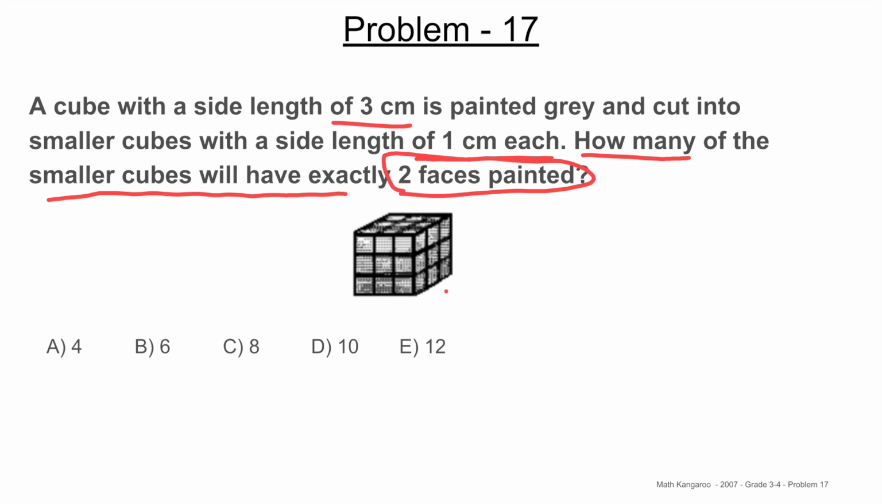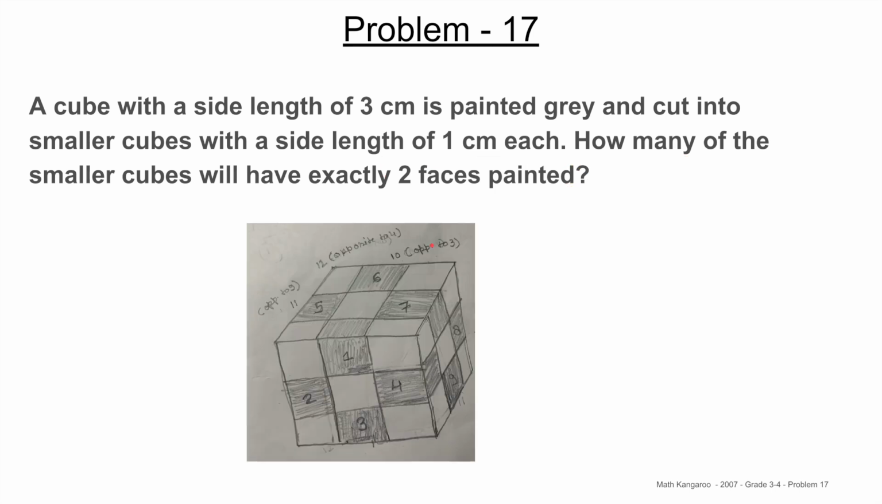We start with a large cube that has a side length of 3 cm. The entire surface is painted gray, and then we cut it into smaller 1 cm cubes. Now here is the challenge. How many of these small cubes have exactly 2 faces painted? That means we have to identify the 2-faces-painted cubes. Let's break it down. Here is the handmade diagram of the 3 cm cube cut into 1 cm small cubes. Assume that it has been painted all gray.